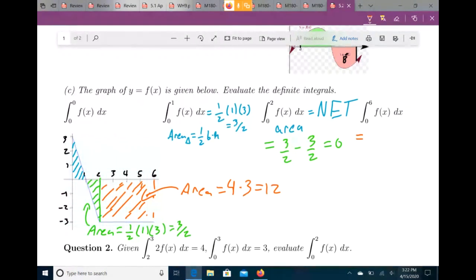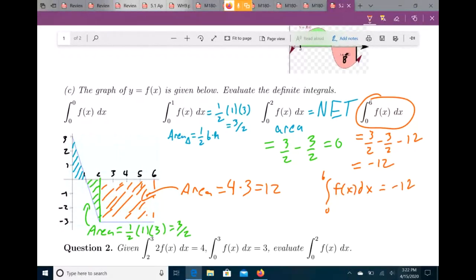All right. So the three shapes that contribute to this integral are the first triangle, which has positive area 3/2, the second triangle, which has negative area 3/2, and finally the rectangle, which has negative area 12. Okay, so the integral from 0 to 6 of f of x dx evaluates to negative 12.